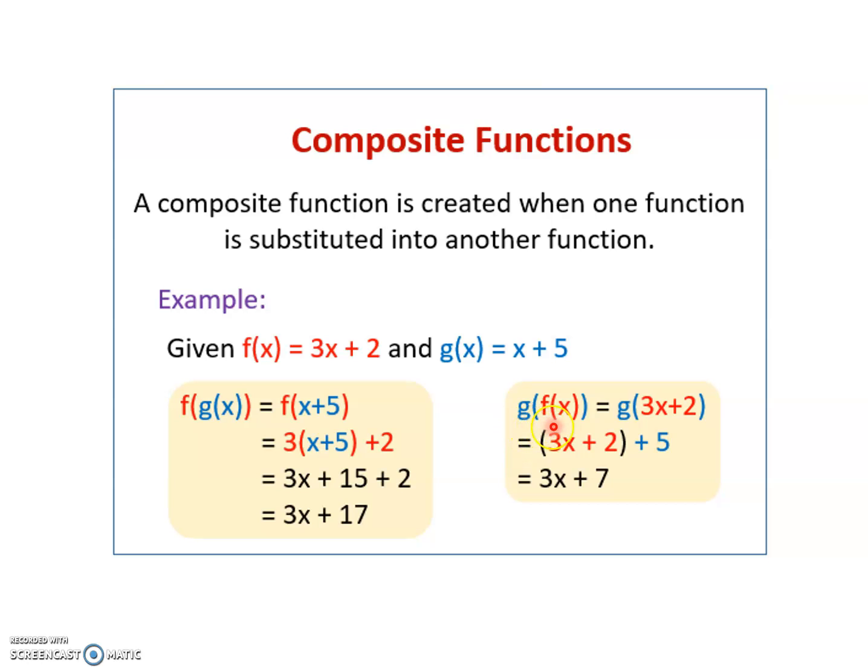Now g in bracket f of x. In the reverse way, we take g as the outer function and f of x as the inner function, g circle f of x. Means g remains the same. Instead of f of x, we have to put 3x plus 2. Now in g of x, instead of x, we have to put 3x plus 2, and 5 remains the same, that is 3x plus 7. Now we have derived f of g of x and g of f of x in this way.